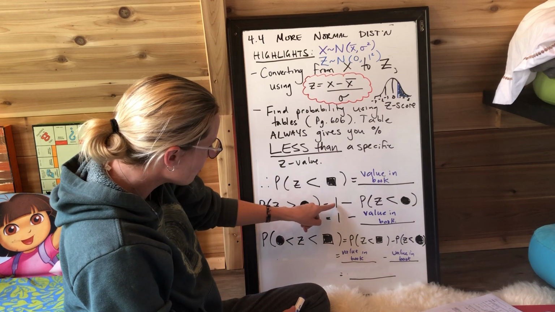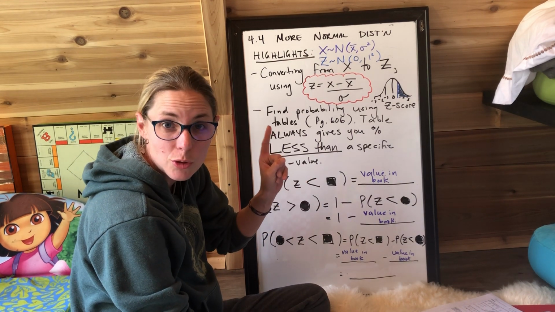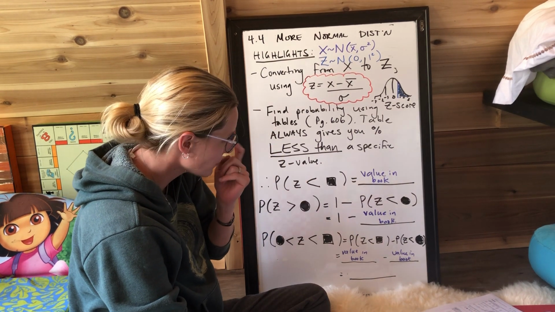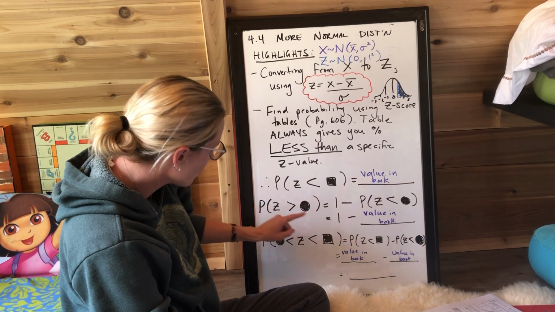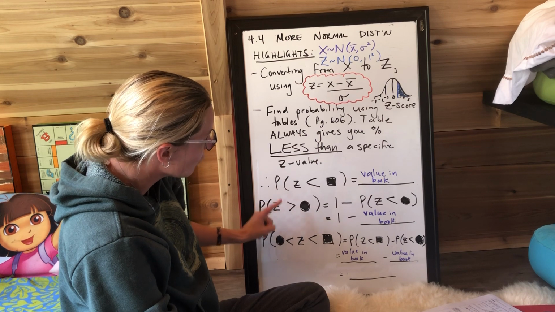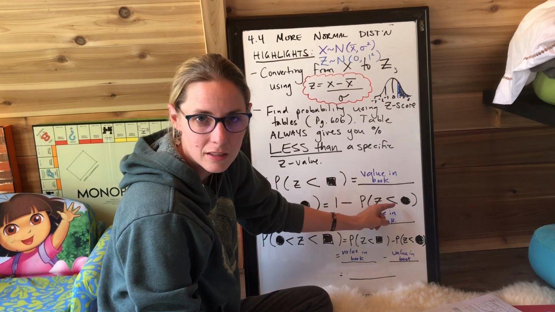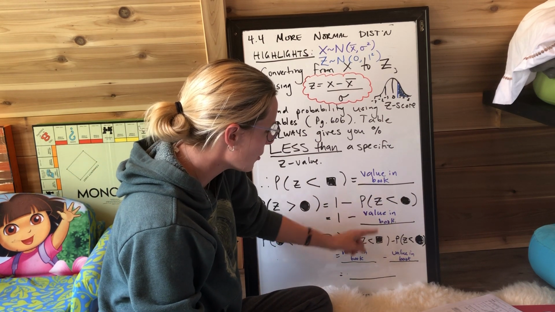So you always do 100%, which we represent with a 1, because we're doing percentages as decimals. And then we subtract the value in the back of the book. That will get us there. So if you see that you have to do greater than, you're just going to convert it to 1 minus less than. And again, the less than is just the value in the book.